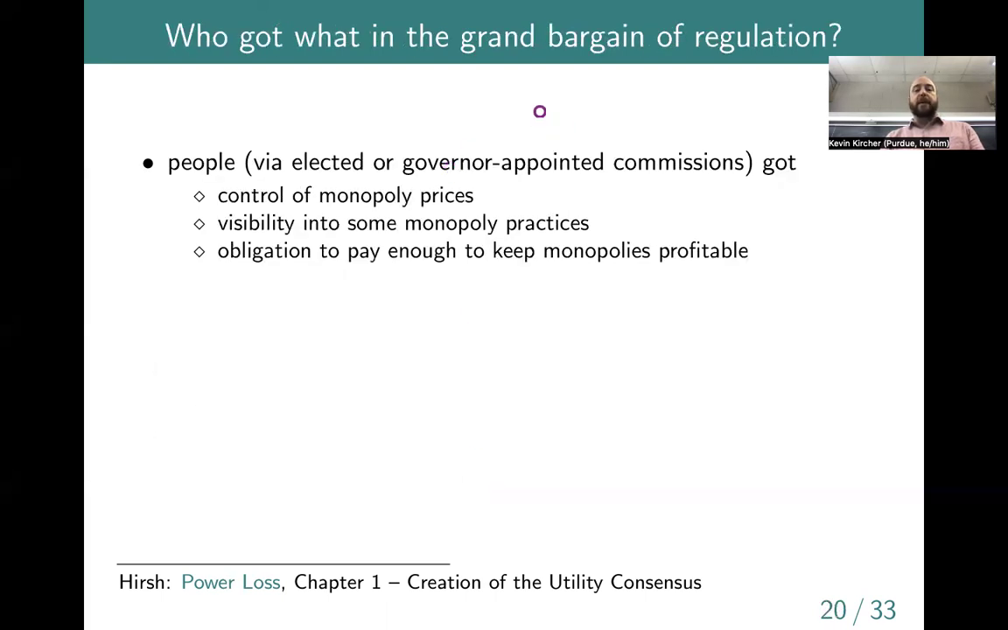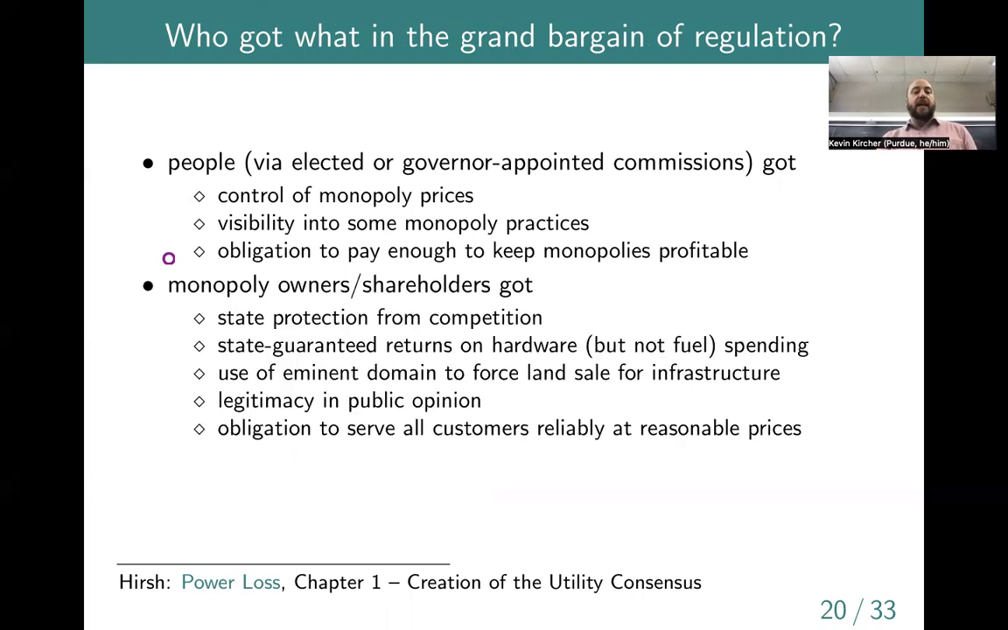So let's talk a little bit about that compact, that grand bargain of regulation, and what different people got in it. People got some control over pricing, so they ended the price gouging and the price discrimination. They got some visibility and transparency into the monopoly business practices. They also made a commitment to pay enough money into the system so that those companies could stay afloat economically. And then the companies got a lot of benefits as well.